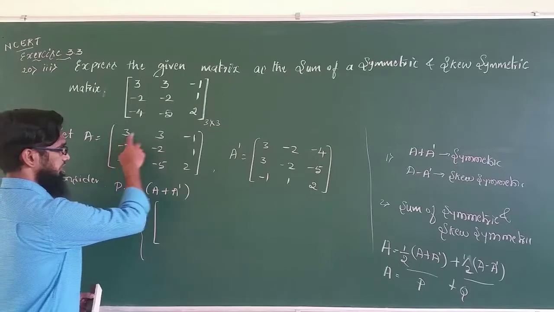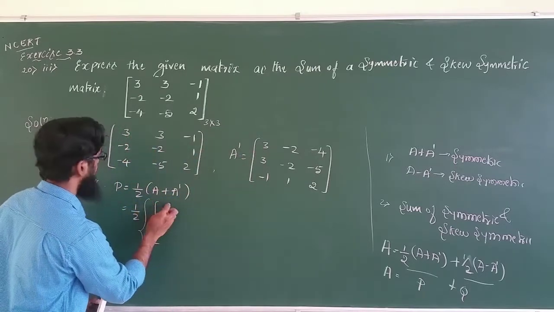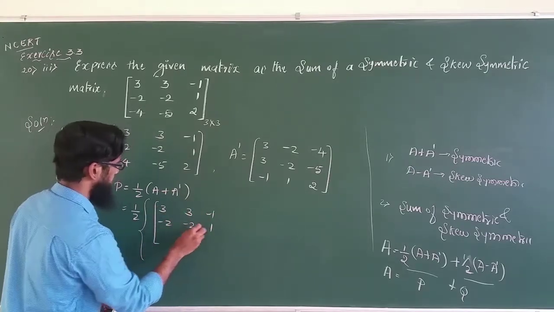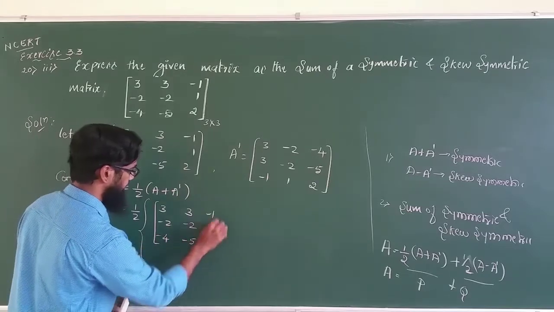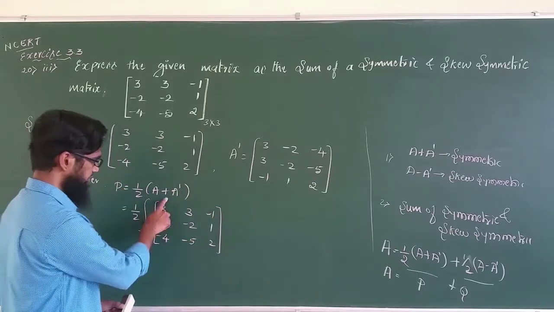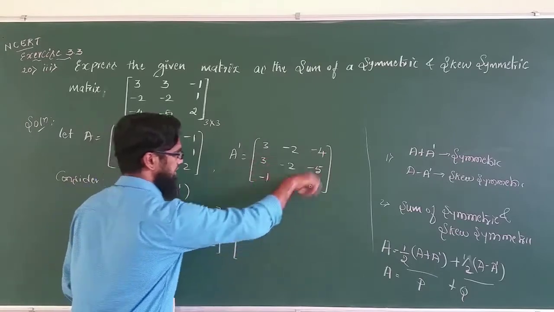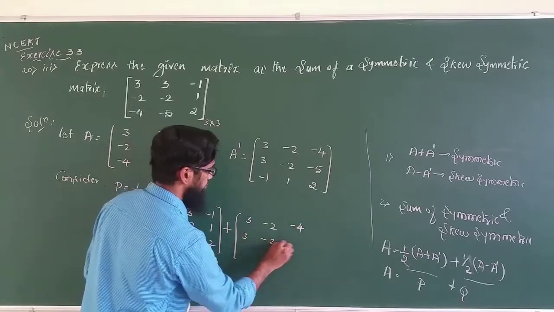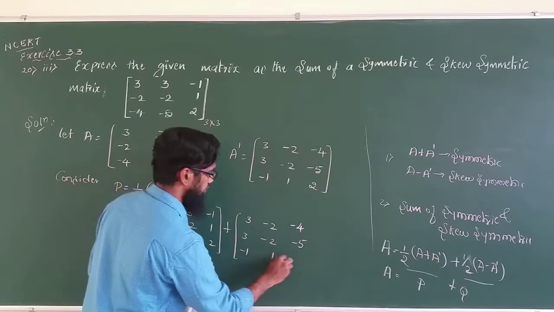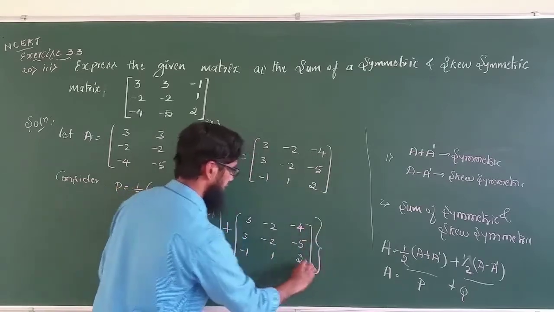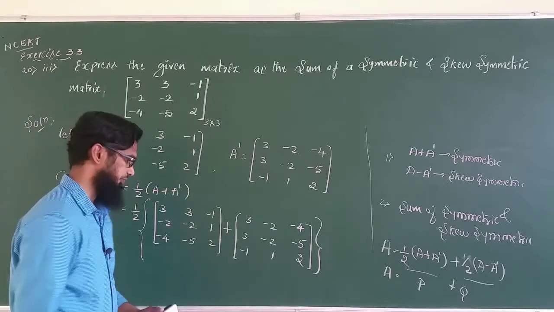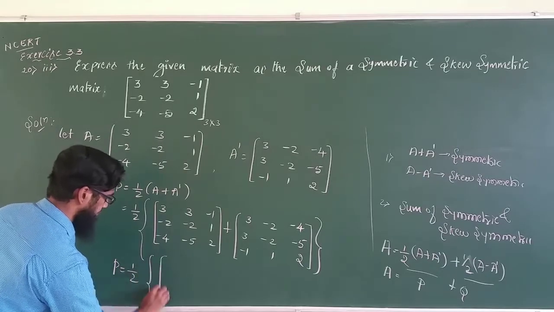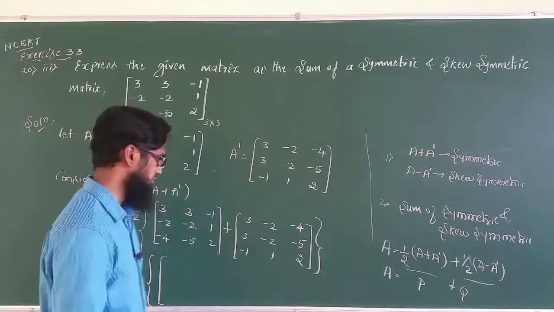I'll write it in complete form. This is 3, minus 1, minus 2; 1, minus 4, minus 5, and 2. This is matrix A, plus matrix A transpose. A transpose means this entire matrix: 3, minus 2, minus 4; 3, minus 2, minus 5; minus 1, 1, 2. Okay, this is A transpose. Now the matrix addition is very simple: we add the corresponding elements in both matrices.